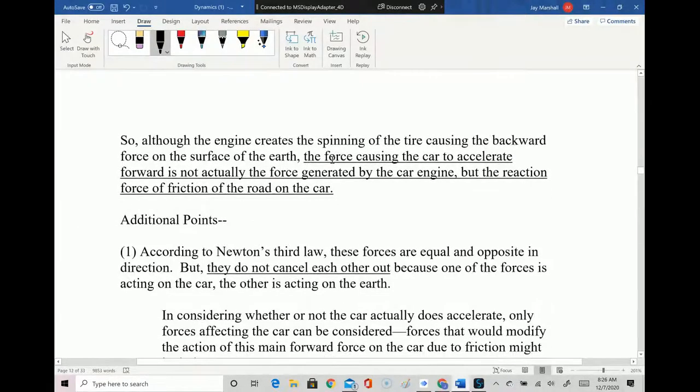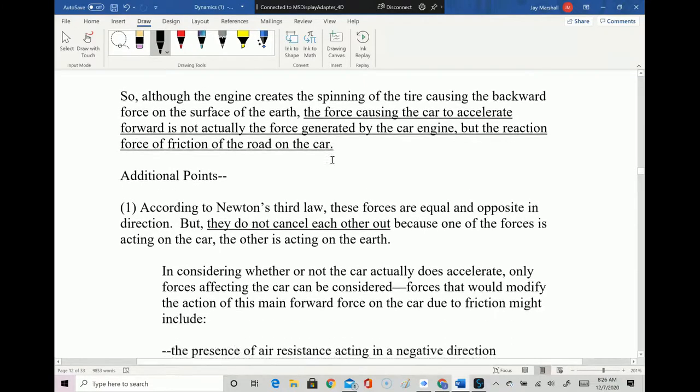So, although the engine creates the spinning of the tire that causes the backward force on the surface of the earth, the force causing the car to accelerate is not the force generated by the car engine, but the reaction force of the friction of the road on the car.